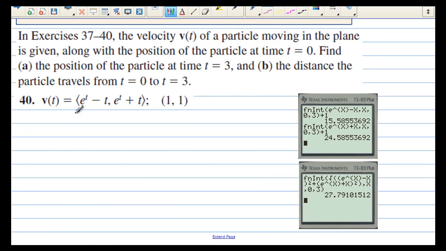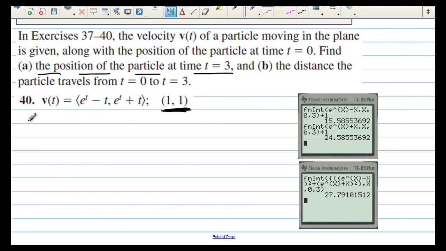In exercises 37 through 40, the velocity v of a particle moving in the plane is given along with the position of the particle at t equals 0. Find a, the position of the particle at time t equals 3, and b, the distance the particle travels from t equals 0 to t equals 3. So let's look at a. We want to know the position of the particle at time t equals 3, and they give us the position at t equals 0.